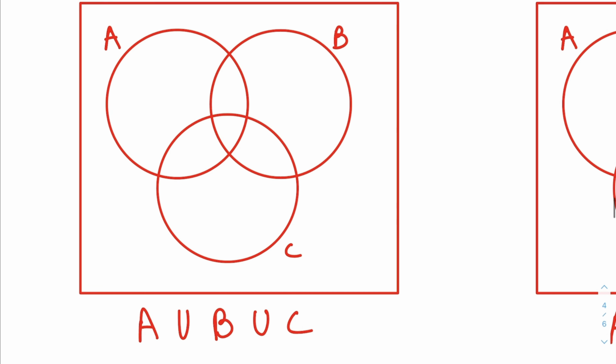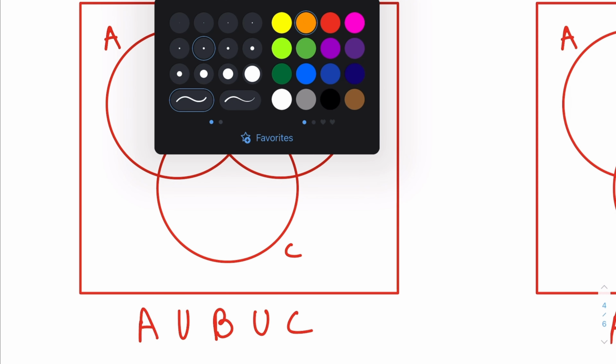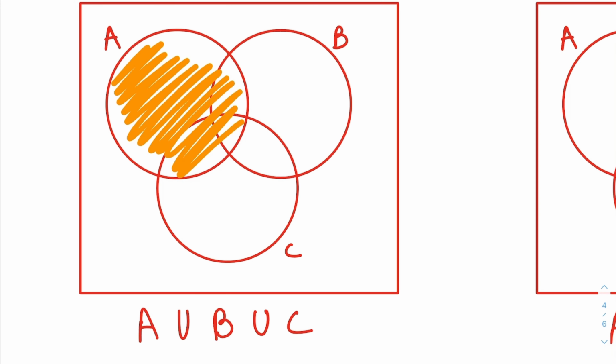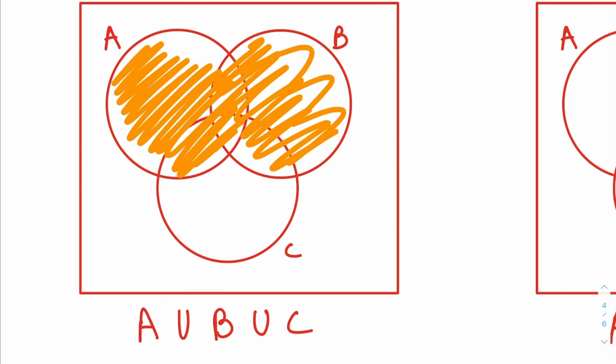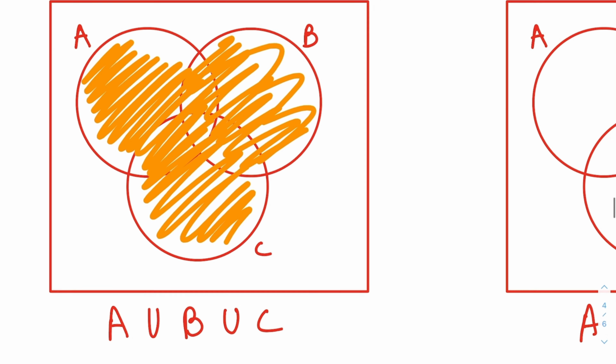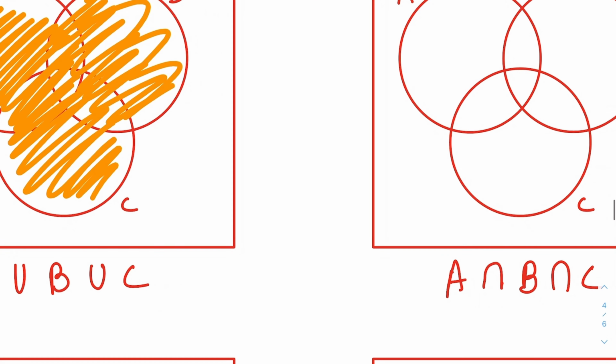Now, if we do A union B union C, in this case there are three sets. And here, we have to shade all regions, right? Because if we shade everything in A first, then everything in B, then everything in C, nothing is left out except the outside region. That is the answer.